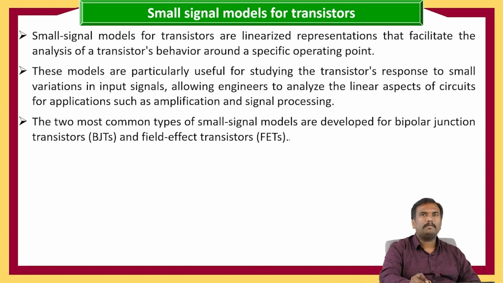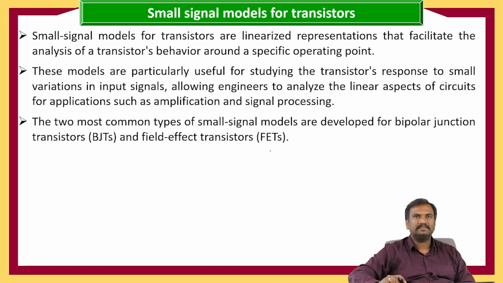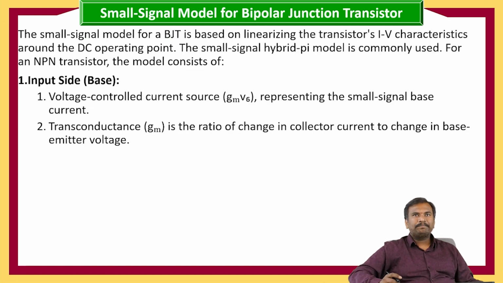The two most common types of small signal models are developed for bipolar junction transistors and field effect transistors. There are two different types of small signal models, developed for BJTs and field effect transistors. Here, the small signal model for a BJT is linearizing the transistor's voltage current characteristics.